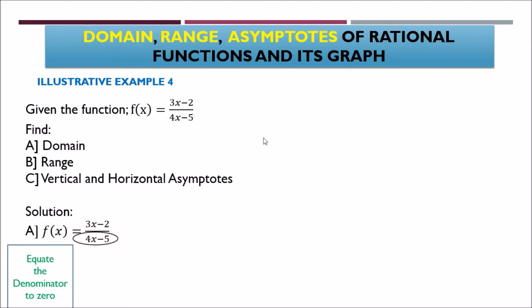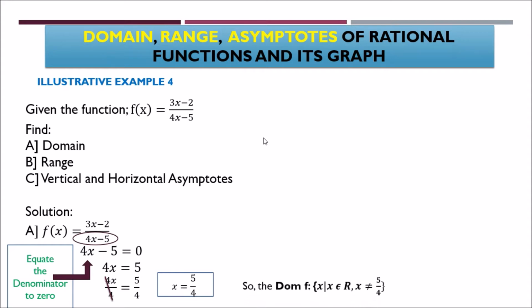We take 4x minus 5 and equate it to 0. Then what we have now is 4x equals 5 by the additive property of equality. Then to isolate x, divide both sides by 4, and we can cancel out the 4 from the numerator and the denominator. This will give us x equals 5 over 4.